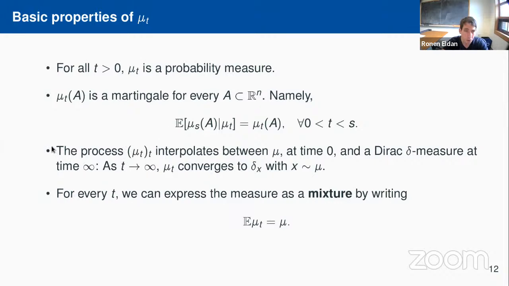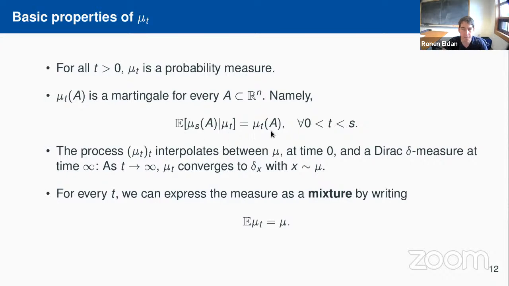Now, we're not going to see this immediately, but this process that we get, mu t, is some kind of interpolation between the original measure mu at time 0 and a Dirac delta measure at time infinity. So we start with the original measure and it kind of localizes in space until it gets to one point. And by this Martingale property, it's clear that the point that we get to eventually is just a point that has the law mu. So it can be seen as a sampling procedure as before.